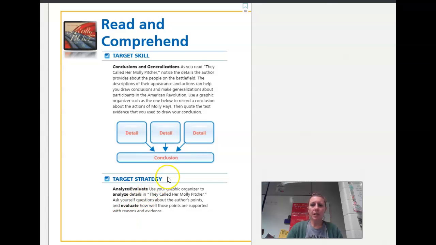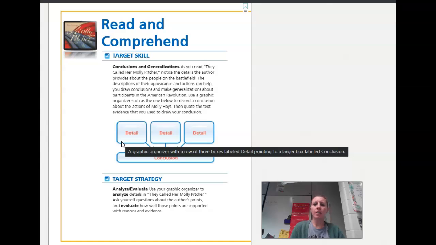All right, so today we're going to read the story Molly Pitcher. We are going to focus on drawing conclusions and making generalizations. When we draw a conclusion, we don't actually draw a picture. It's just we come up with an idea or an ending to some problem in our heads.